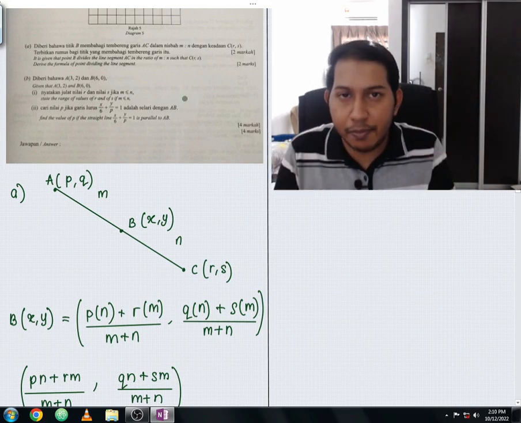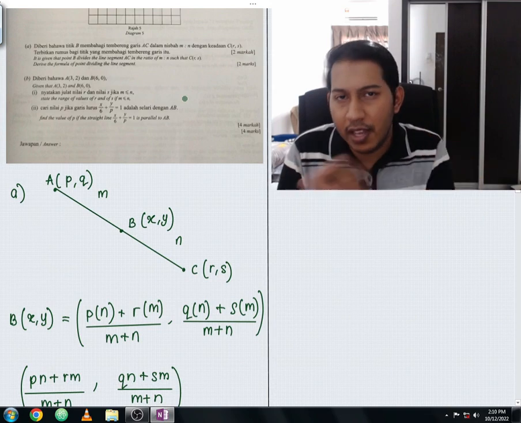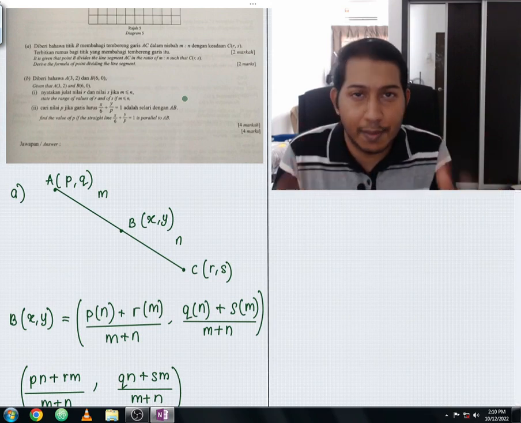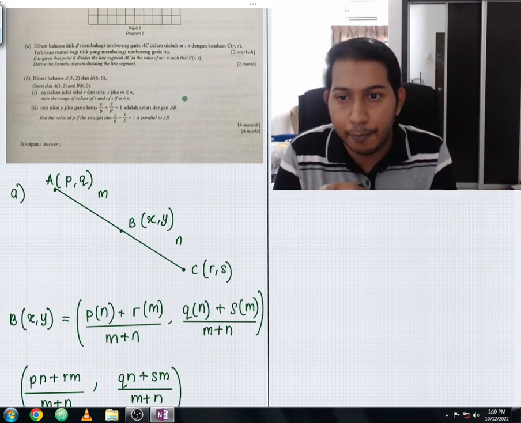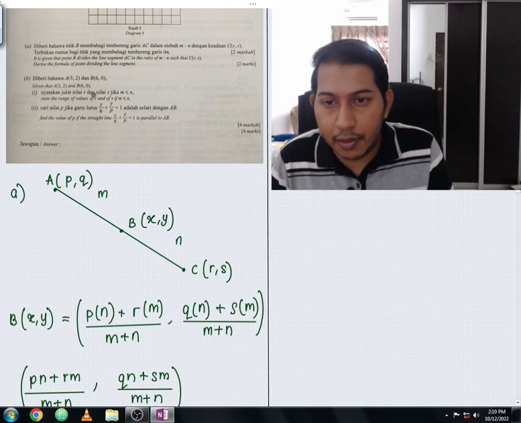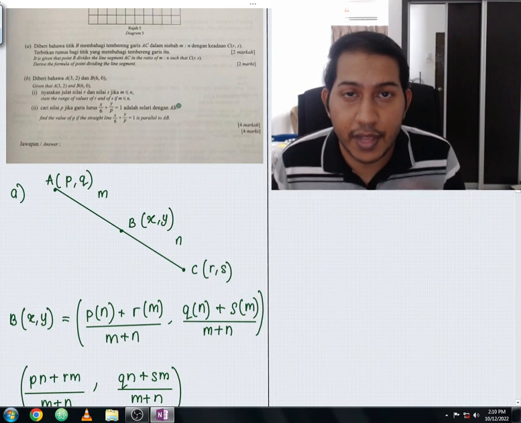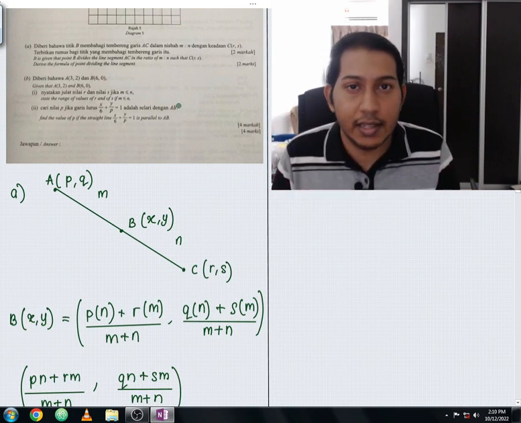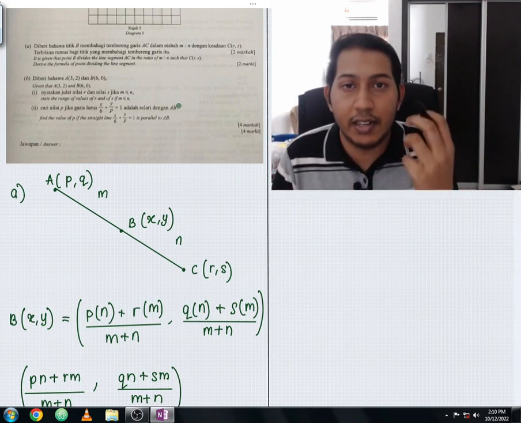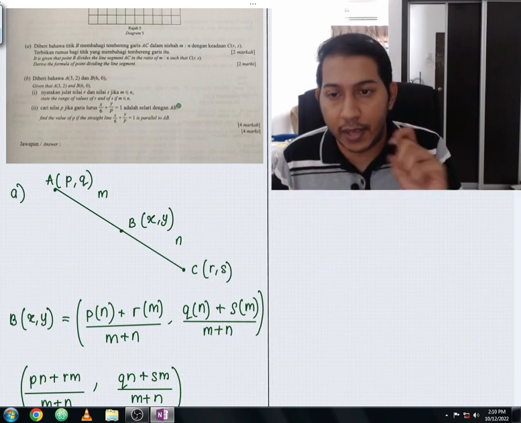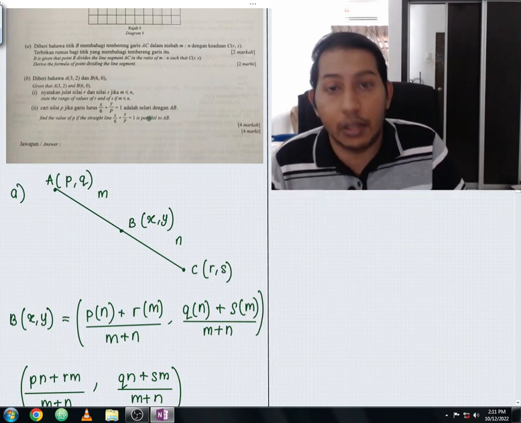Okay, what is the question trying to tell you? If the straight line is parallel to AB, it means that the straight line and this straight line AB have the same gradient. Their gradient is exactly the same, and that is how you need to interpret the question, guys. Okay, this is how the question will give you the clue.